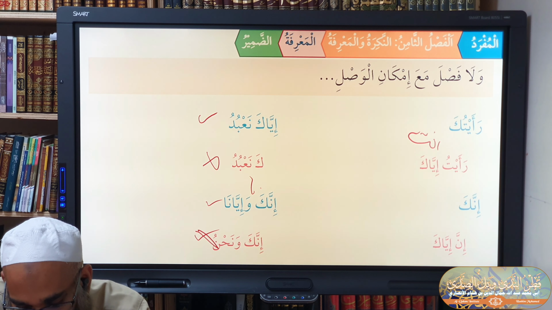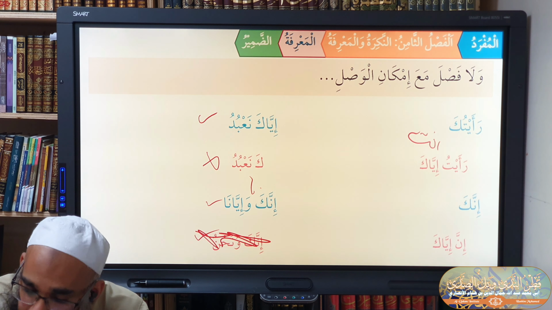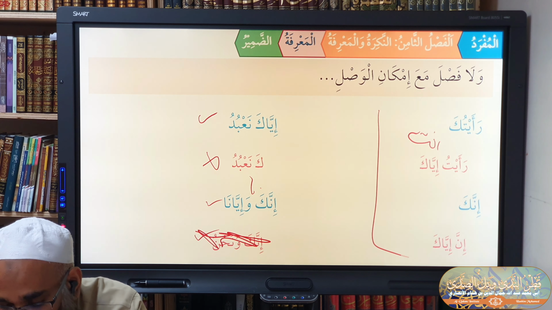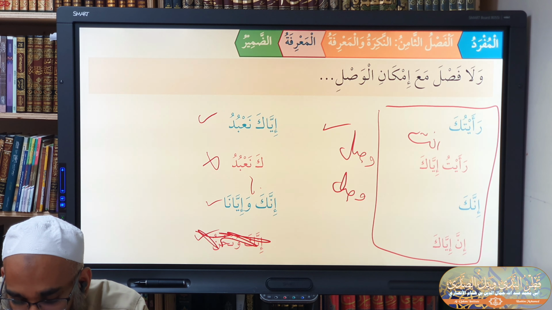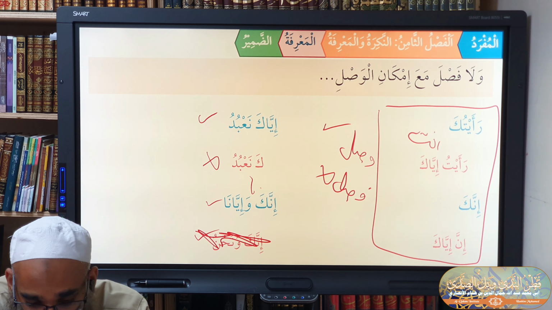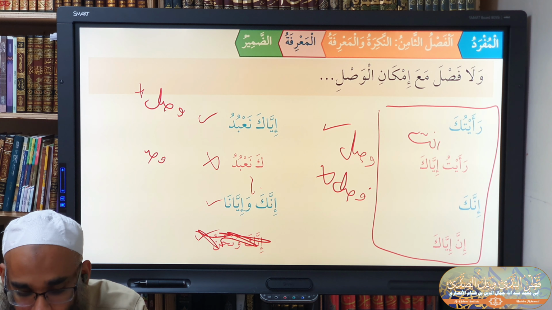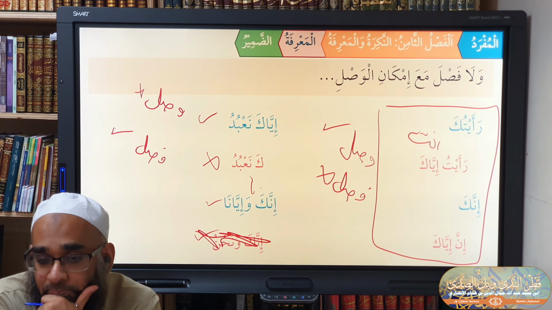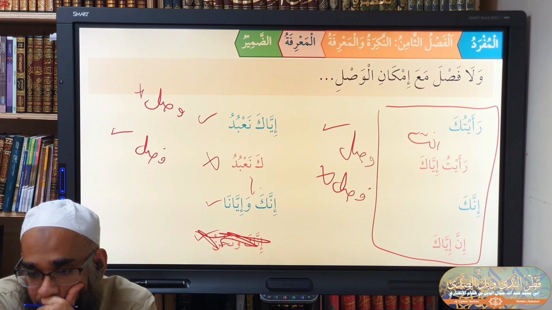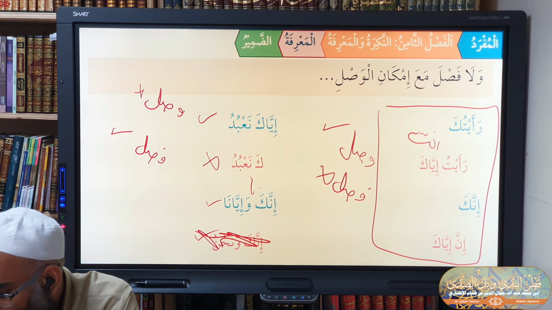Here we can't use this one. Let's forget that one. Because why? It's not possible to use muttasil. So then you can use munfasil. So on this side, all of these, it is possible to use wasl. Because you can use wasl, you don't do fasl. And here, wasl is not possible. So then what are you allowed to use? Fasl, meaning dhamir munfasil. Everybody following? So far so good? Muhammad, Umar?